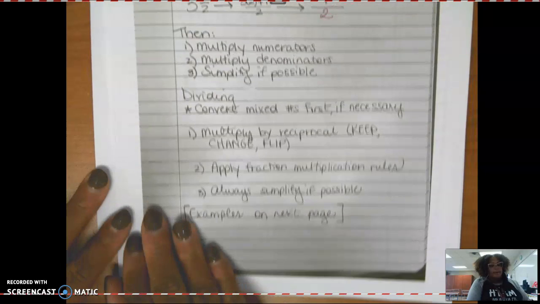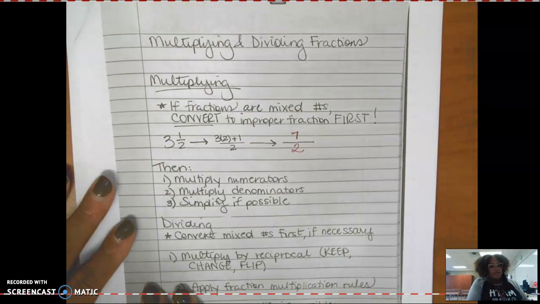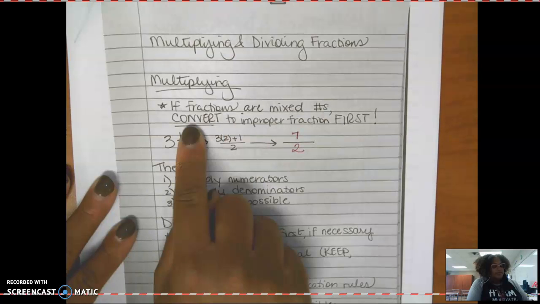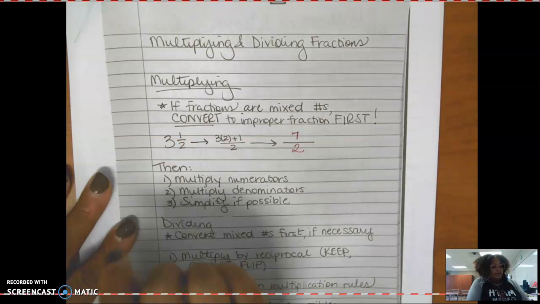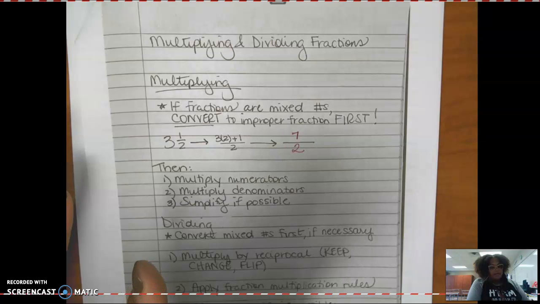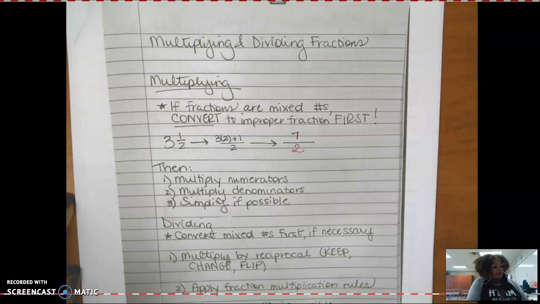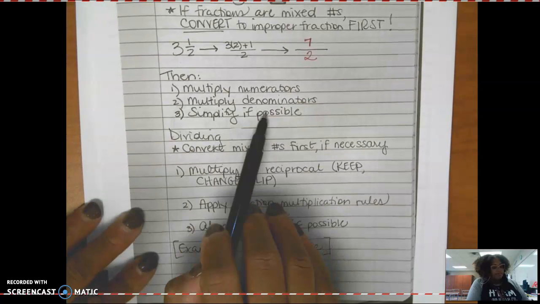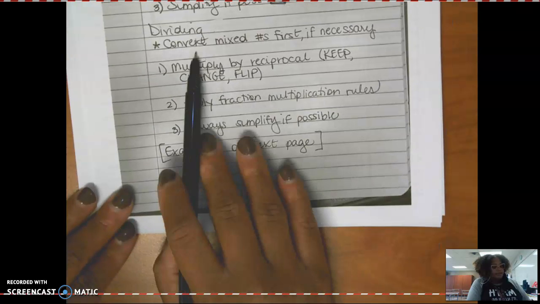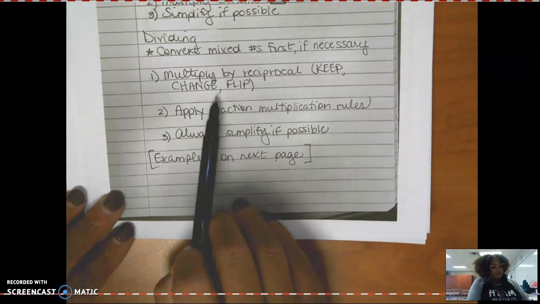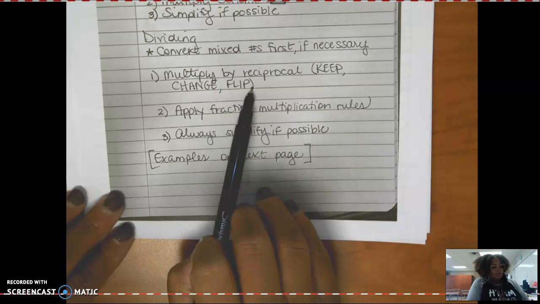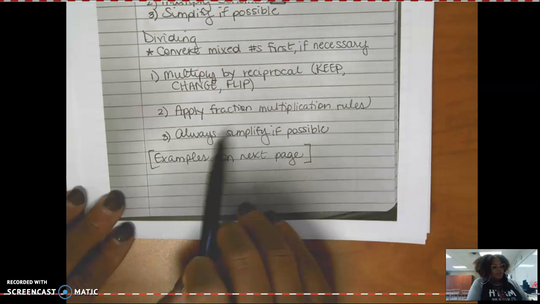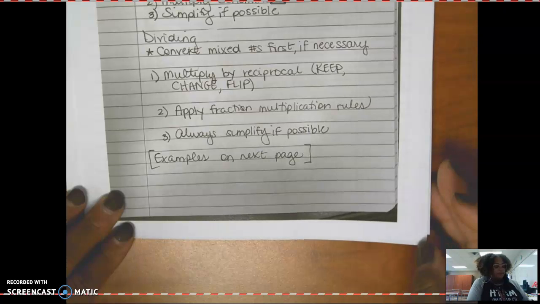The next part talked about multiplying and dividing fractions. If your fractions are mixed numbers, you definitely must convert first. That is the only way to multiply fractions and divide fractions. You have to have improper fractions if there's a mixed number. Multiply the top times the top, the bottom times the bottom, simplify. For dividing, you have to do one extra step. You must multiply by the reciprocal. So you keep, change, flip, and then apply the fraction multiplication rules. Always simplify if possible. The examples on the next page are here.